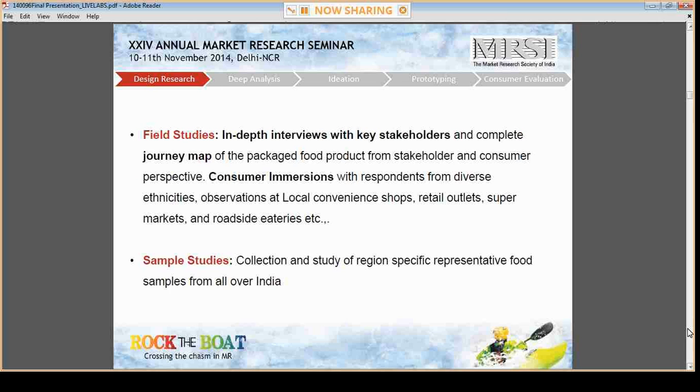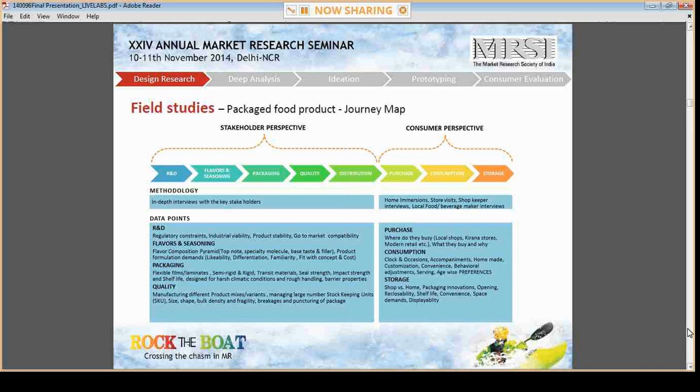The first phase I'm talking about is the field studies, in which we did in-depth interviews with the stakeholders of our client, different departments, and we talked about their view of their role in making the product. Then we also observed consumers in their homes, and we tried to cover different ethnicities and observe the people in the environment in which they consume these food products, and what kind of combinations they form, what kind of accessories they use, how they store these food products, and so on. We also looked at different shops and local eateries, to see how these products get displayed and stored in a shop scenario. And we also collected a lot of samples to study. Next slide, please.